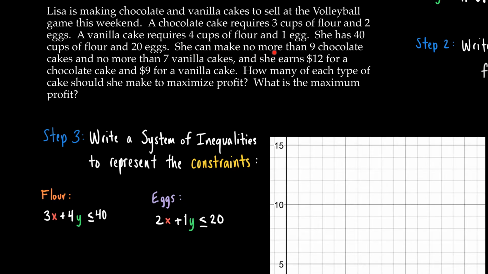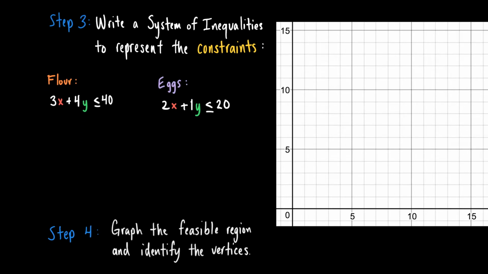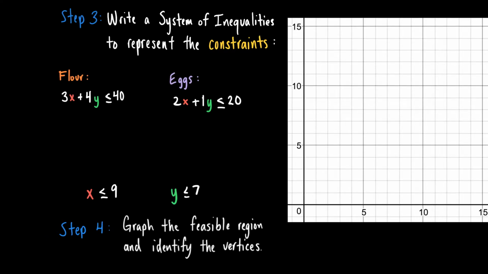Those were she can make no more than 9 chocolate cakes. So the number of chocolate cakes straight up has to be less than or equal to 9. And the number of vanilla cakes has to be less than or equal to 7. So what we'll do is we'll come down here and give ourselves a little bit of room to solve those other constraints, like the flour and egg constraints, for Y. So X is the number of chocolate cakes. That needs to be less than or equal to 9, because we're not allowed to make more than that. And the number of vanilla cakes we make, which is given by Y, needs to be less than or equal to 7. And so those are our constraints there.